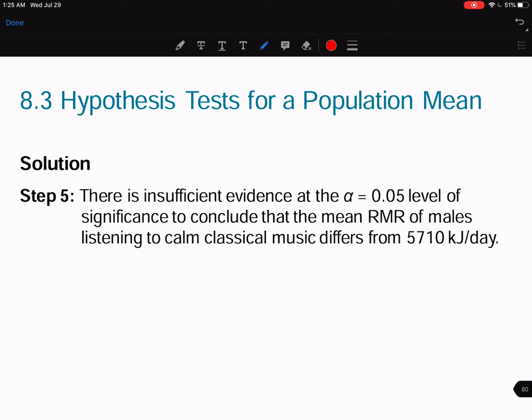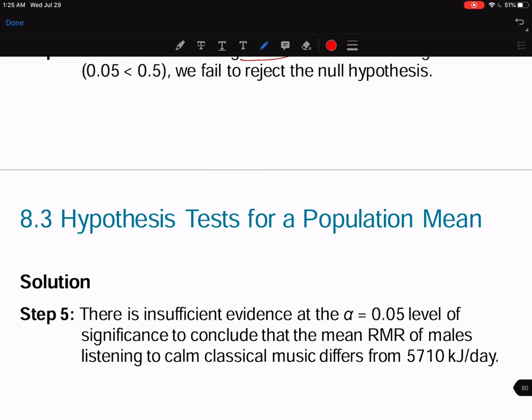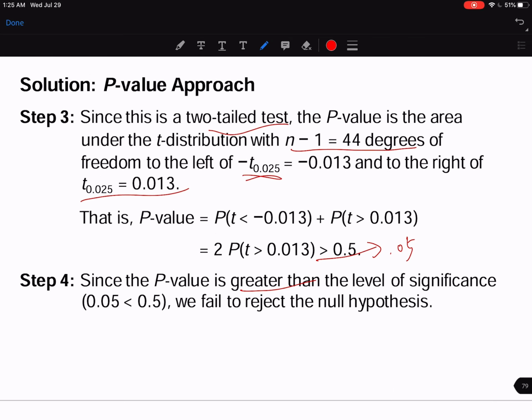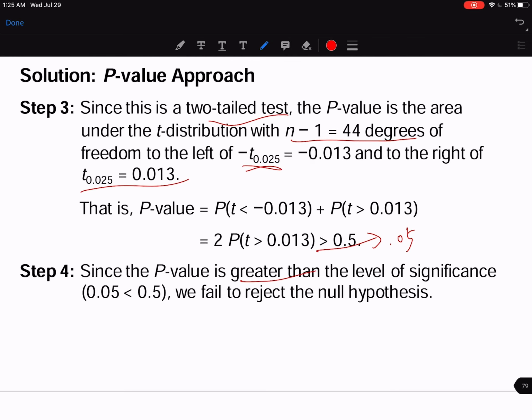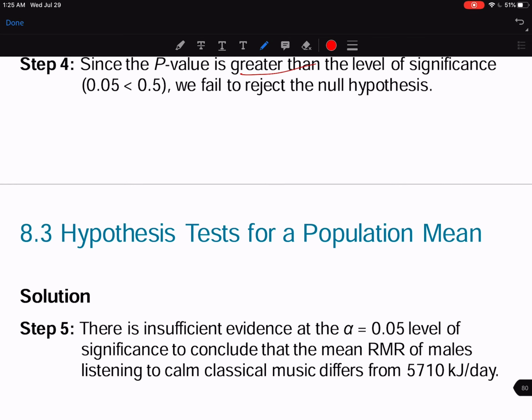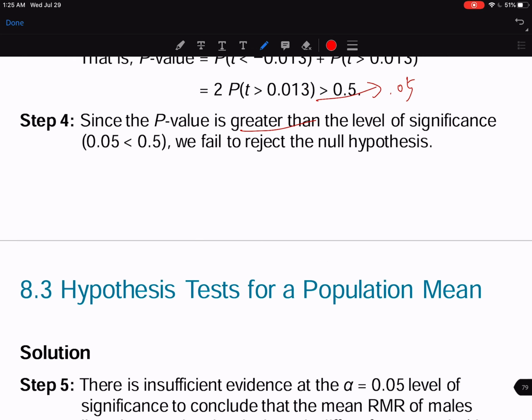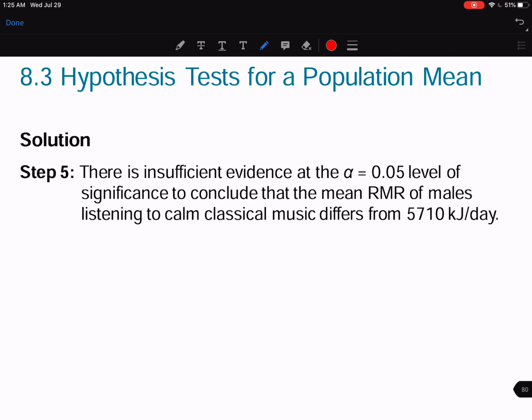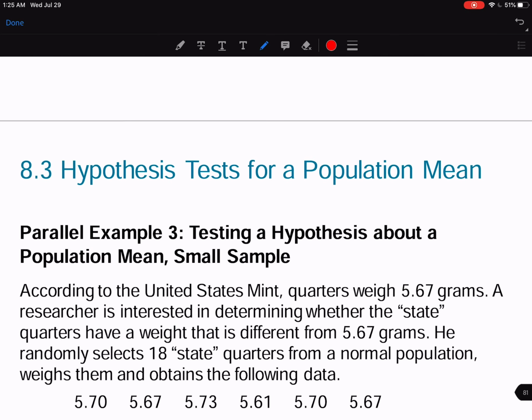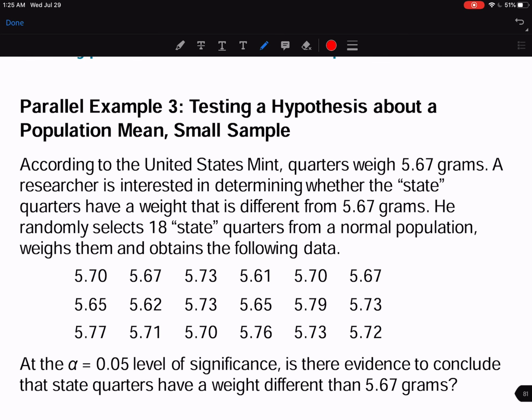And then the solution: there's insufficient evidence at the alpha equal to 0.05 level of significance to conclude that the mean RMR of males listening to classical music differs from 5710 kJ per day. So that's pretty much the solution of this example, and you will see a video of how to find the p-value from the calculator separately. That's example 1. Let's take a look at the next example here.